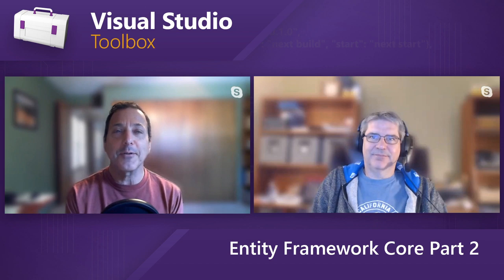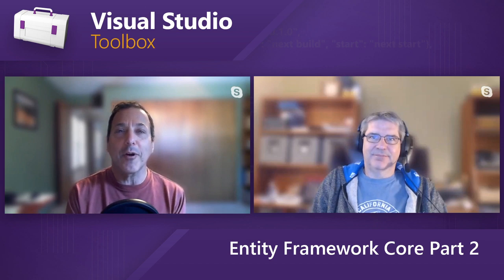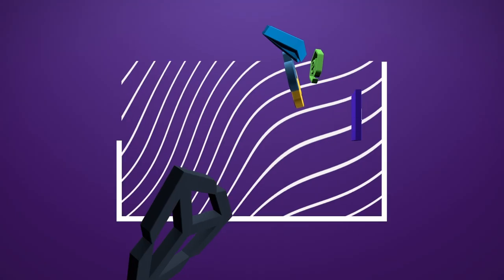On today's Visual Studio Toolbox, it's part 2 of our Entity Framework course series. Phil Japikse shows change tracking and also explains an error we introduced in part 1 when we changed property names in the scaffolded code.